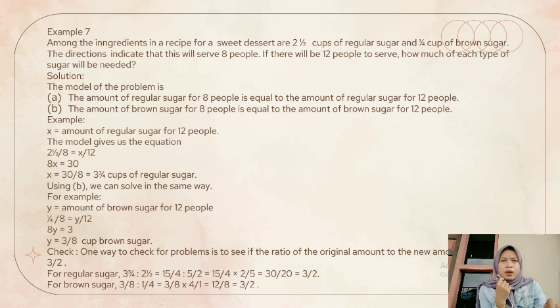For brown sugar, (3/8)/(1/4) equals 3/8 times 4 equals 12/8, which equals 3/2.